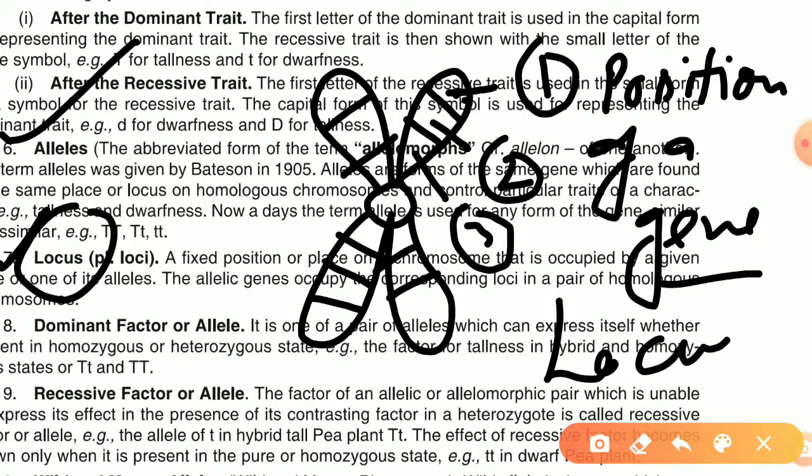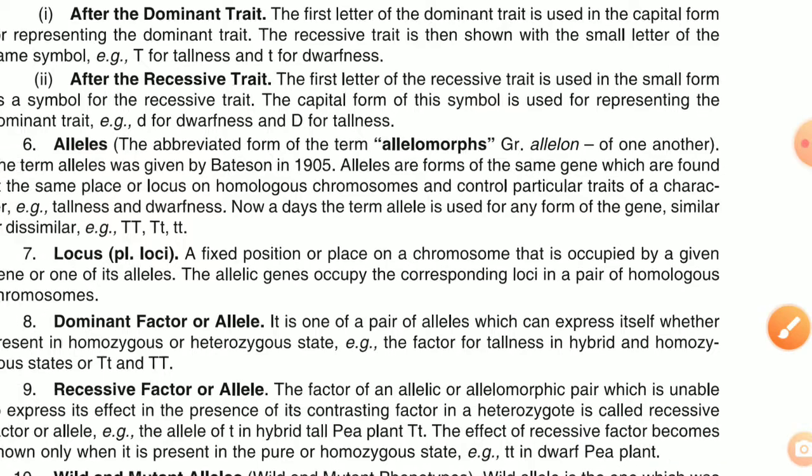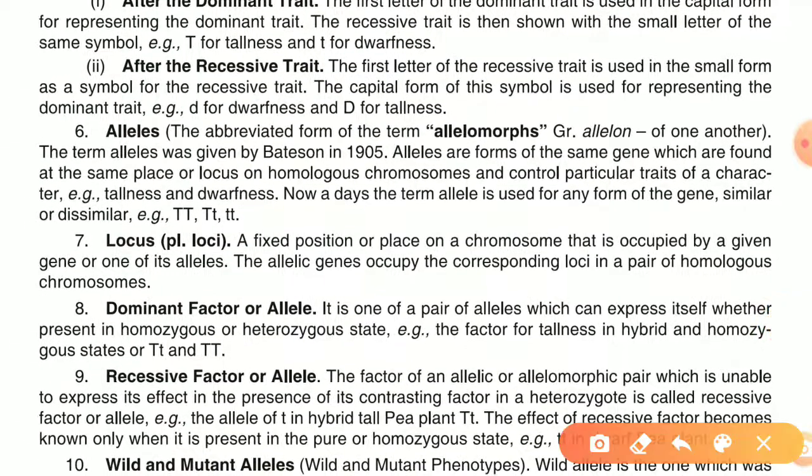So what do you understand by locus now? What can we say? Locus is the location of a gene at a particular place on the chromosome. Clear? So what is a locus? A fixed position or place on a chromosome that is occupied by a given gene or its allele, that is called its locus. Very, very important this term is.